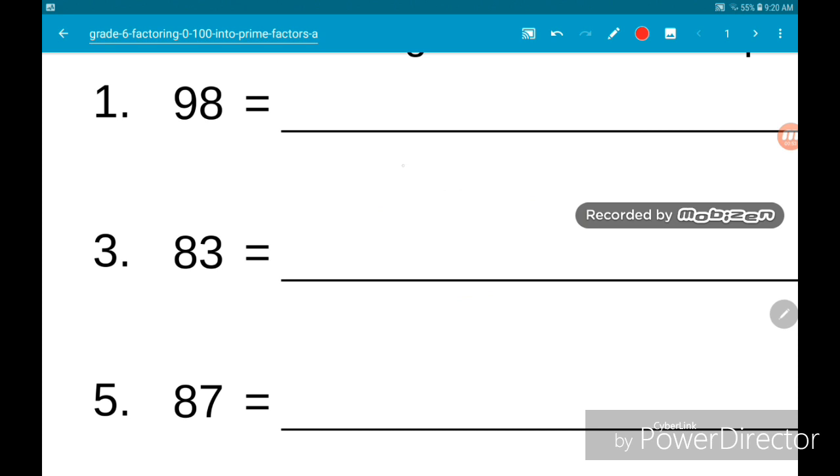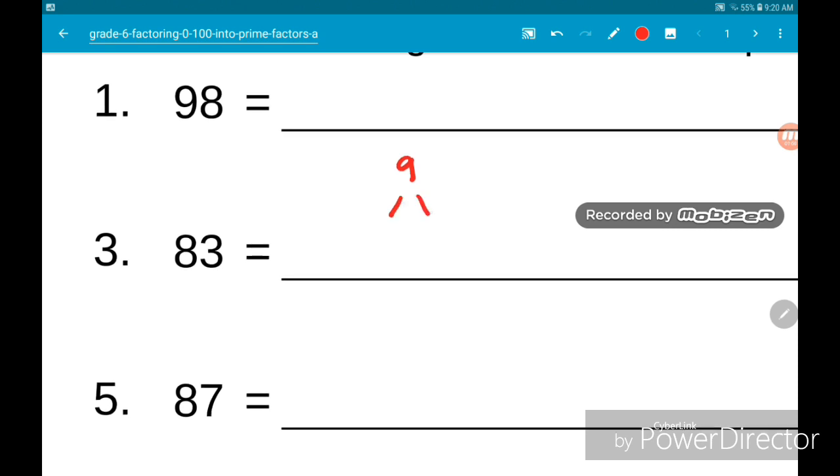Whereas, let's say the number 9. What are two numbers that we can multiply to get 9? 3 and 3. So the prime factors of 9 are 3 and 3. 3 and 3. And that equals 9.